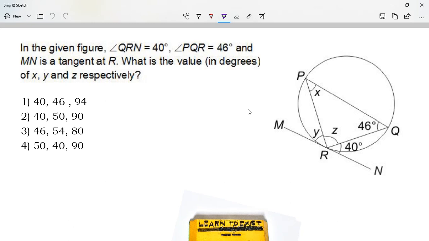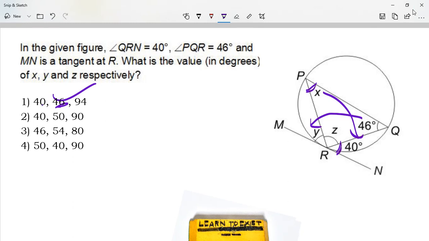Okay, this will be a direct result. We know the angle made by the tangent with the chord will be equal to the angle made by the chord at any point on the circle at the other end. So this x will be equal to 40 degrees, and similarly this y will be equal to 46 degrees. Okay, so x is 40 degrees and y is 46 degrees, so this would be the answer.